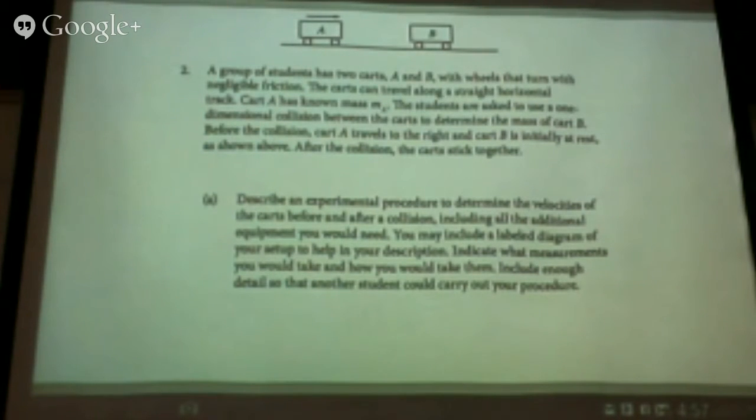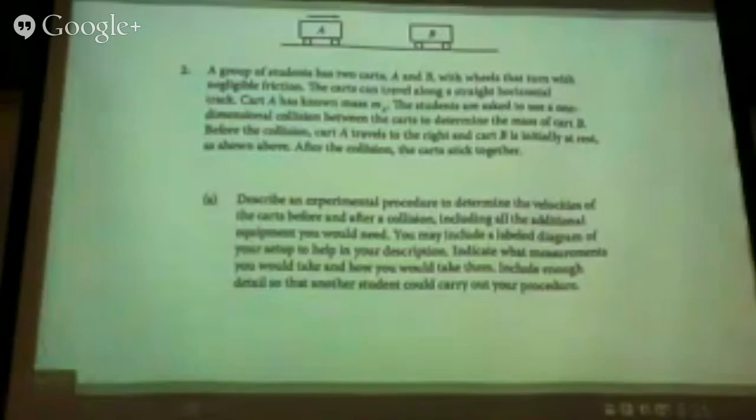So what they're looking for there is that you identify what things you would need to measure to draw these conclusions, and then you have a method that would actually allow you to make those measurements. Okay, so in the procedure you need to say how you take these measurements. You don't have to include the equations of how you would find them.